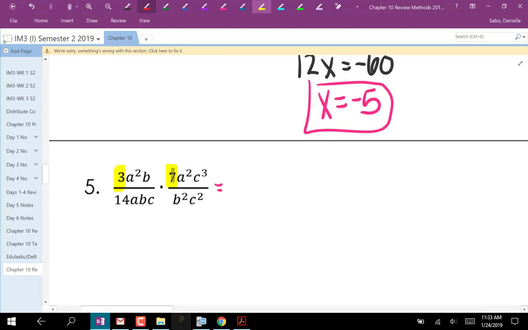Go across. 3 times 7 gets me 21. Okay, in blue, I have a squared times a squared gets me a to the what power? 4, because you add them. So if you need to make a note for yourself, when you multiply, you're really going to be adding your exponents. And then in green, I have 1b and no b's, so I just have 1b. There's no other b to multiply it to. And in purple, same thing. There's no other c's to multiply it to, so I have c cubed.